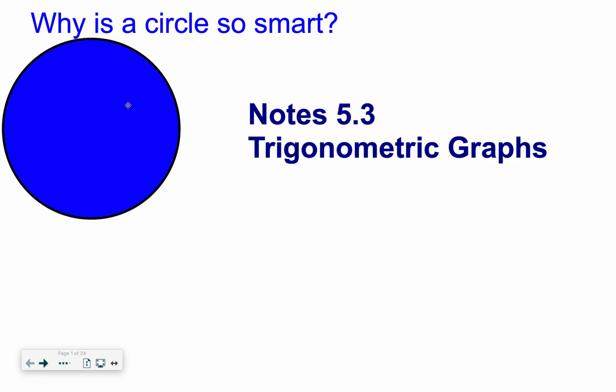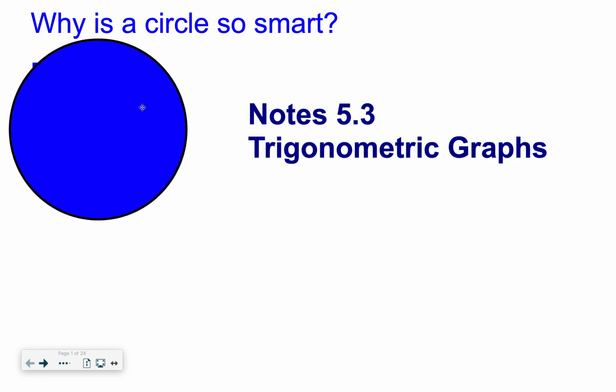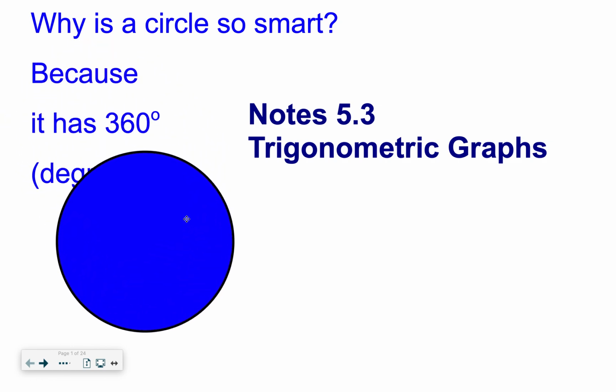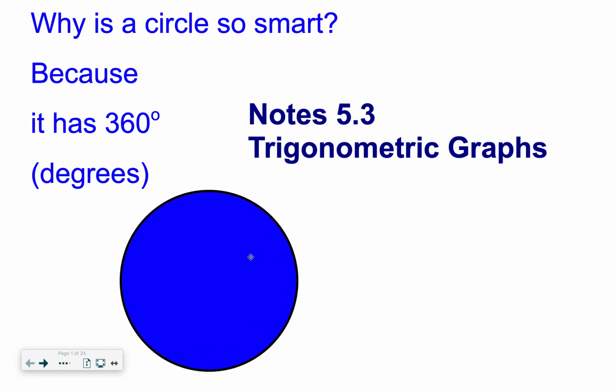In case you read the joke of the day here, why is a circle so smart? Because it has 360 degrees. All right, now we're ready.